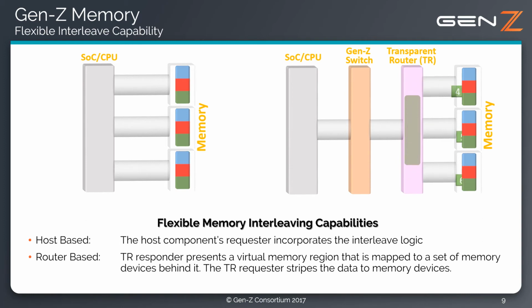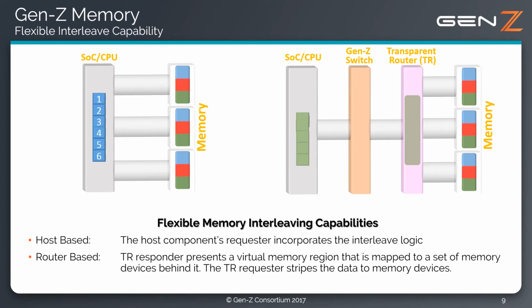Now, one or more memory requests are generated by the CPU. The ZMMU within the CPU will subdivide the requests into Gen Z requests based on the interleave granularity. In this case, the internal memory request is subdivided into 6 Gen Z read-write requests, and the first and the fourth are sent to the top memory module.